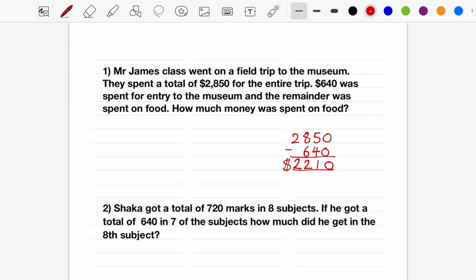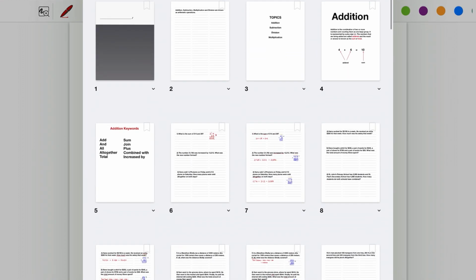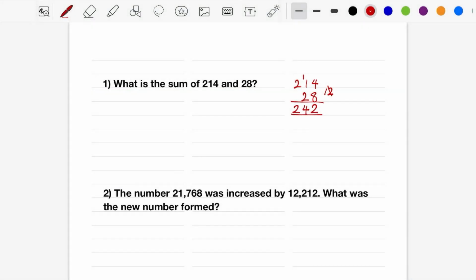Did I put that for my addition? Let me double check that now. No units was given.